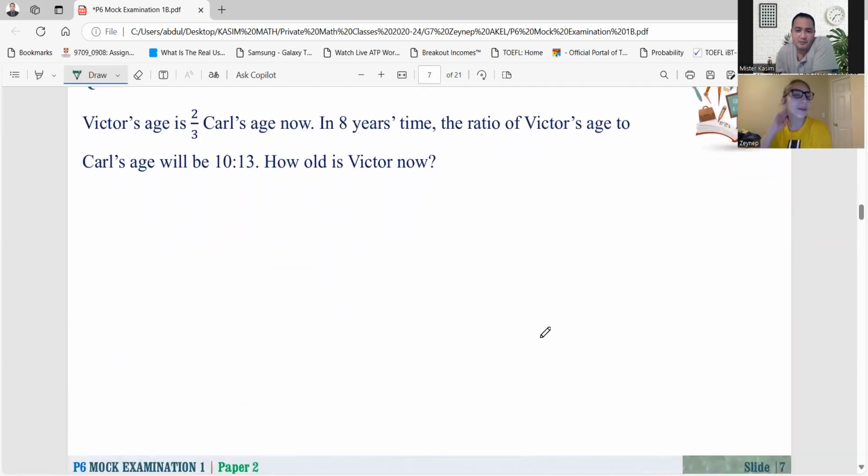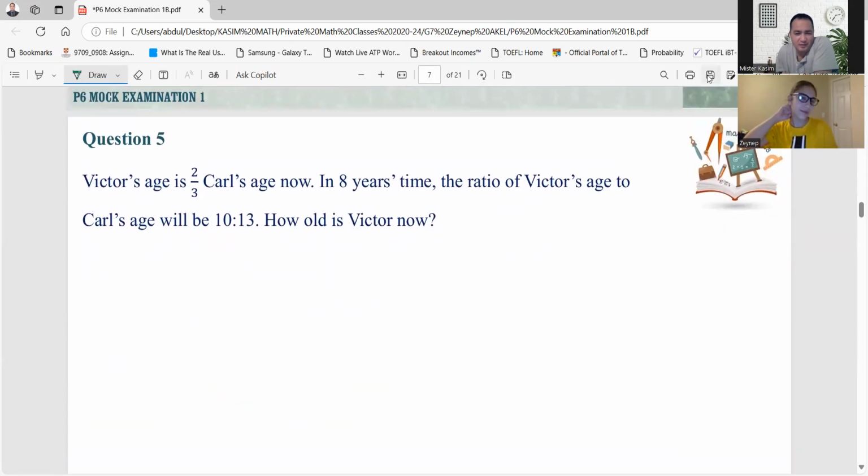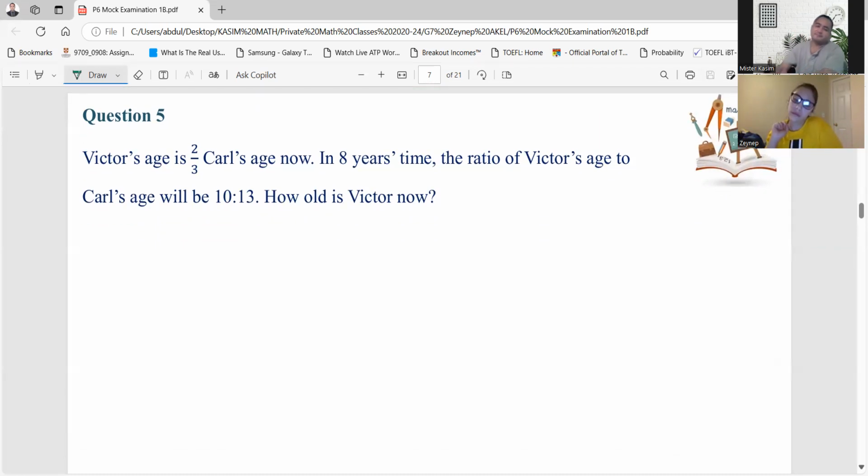All right. These questions, Zainab, once again, if you can solve this, you can solve every word problem. These are fundamental questions in math. Read the next question. Victor's age is 2/3 Carl's age now. In 8 years' time, the ratio of Victor's age to Carl's age will be 10:13. How old is Victor now?